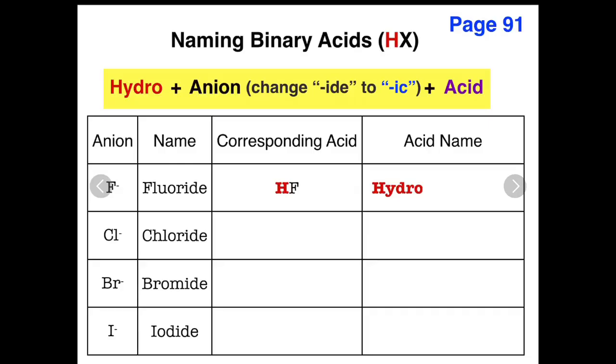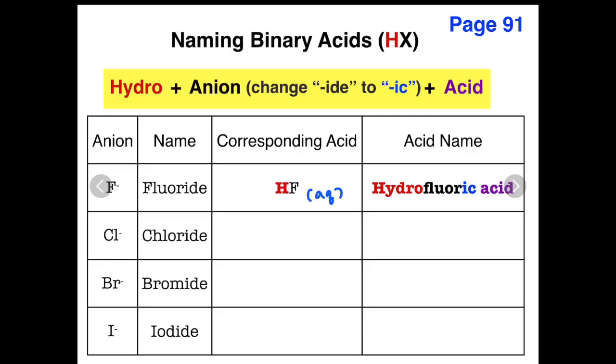We're going to specify hydro first, followed by the second element, but we're going to change the ending to "ic" instead of "ide". So this one, instead of fluoride, it would be fluoric, and then ending with the word acid. The ending acid specifies that this is an acid. So you will also need to include the aqueous, okay, so you need to include that.